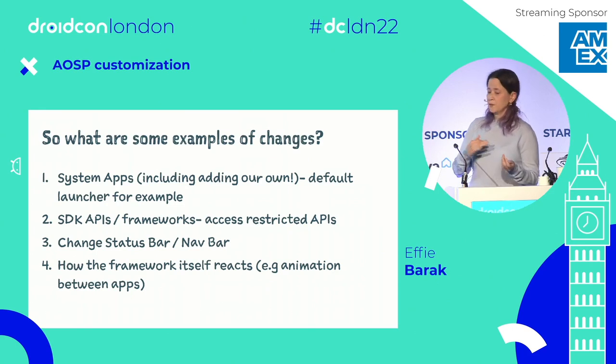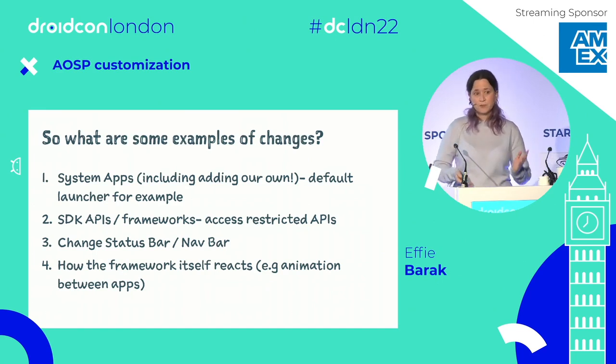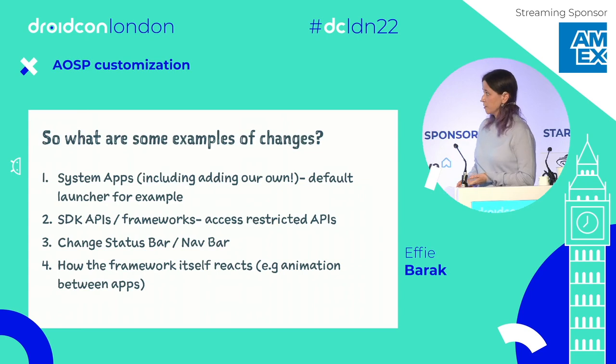We can change the status bar, we can change the navigation bar, the way they look, the way they behave. And we can also change how the framework itself reacts. So I don't know, if we really wanted to change how the animation between apps works, this is something that we could do.